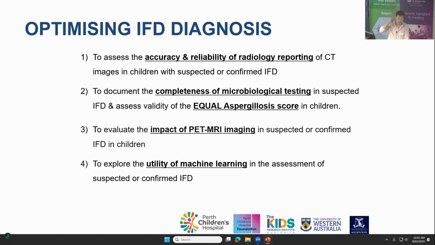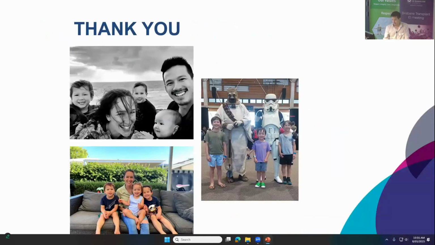And in Melbourne, they've had a PET MRI machine that's been used in the assessment of undifferentiated fever or suspected fungal infection, and we're looking at the utility of that as a single sensor. And then finally, using the repository of scans that we've gathered, hoping to explore the utility of machine learning in recognizing these through images as well as reports.